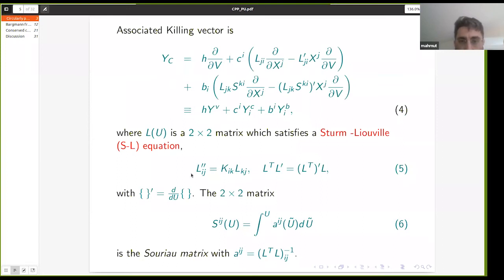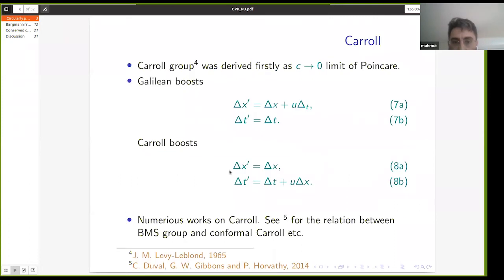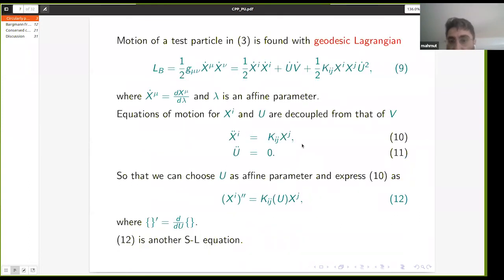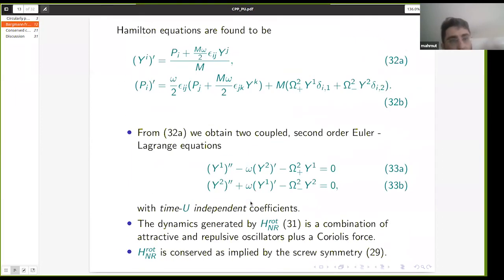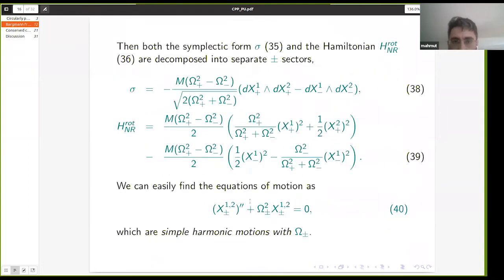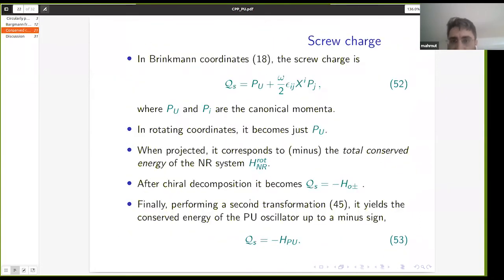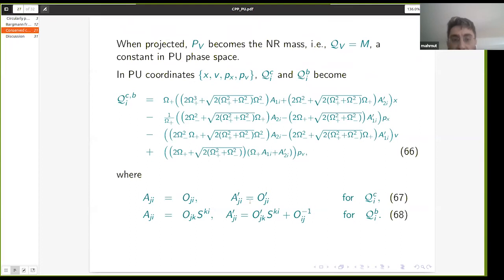Okay, this is the Sturm-Liouville equation, right? And this is a 2 by 2 matrix equation. But this equation and the geodesic equation are almost the same. We solved the geodesic equation here. We know its solutions, right? It was in terms of trigonometric functions. Then we can also solve the Sturm-Liouville equation for the L matrix here. And if you do this, it is a bit technical, you end up with these Carroll charges for the Pais-Uhlenbeck oscillator.